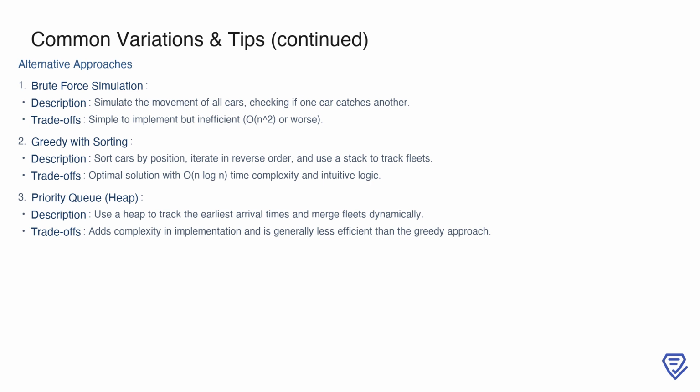By sorting cars by position, iterating in reverse, and using a stack to manage fleets, you achieve an optimal balance of simplicity and performance with n log n complexity. Another approach involves using a priority queue or heap to dynamically merge fleets based on their arrival times. However, this adds implementation complexity and is generally less efficient than the greedy method. While it's good to know these alternatives, the greedy approach remains the most intuitive and scalable solution for this problem.